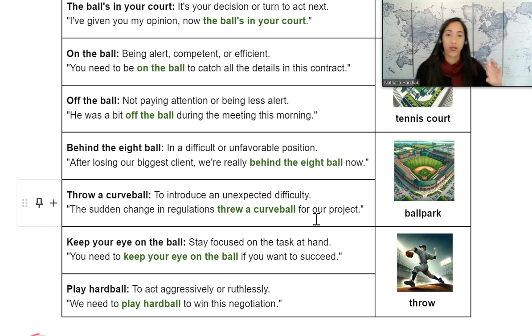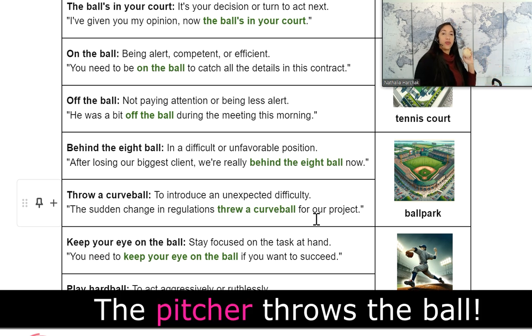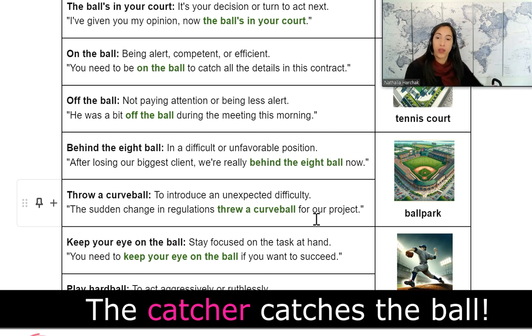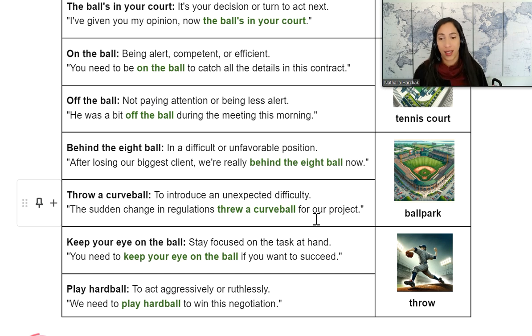Throw a curveball. This comes from baseball. So what's a curveball? This is not really a baseball, but it's a smaller ball, and this will help me explain this better to you. When you see a baseball game, normally there's a person who throws the ball, right? A curveball is literally what you see on the screen. It's much more difficult for you to catch that ball than if the person threw the ball straight at you. So curveball means to introduce an unexpected difficulty. The sudden change in regulations threw a curveball for our project.